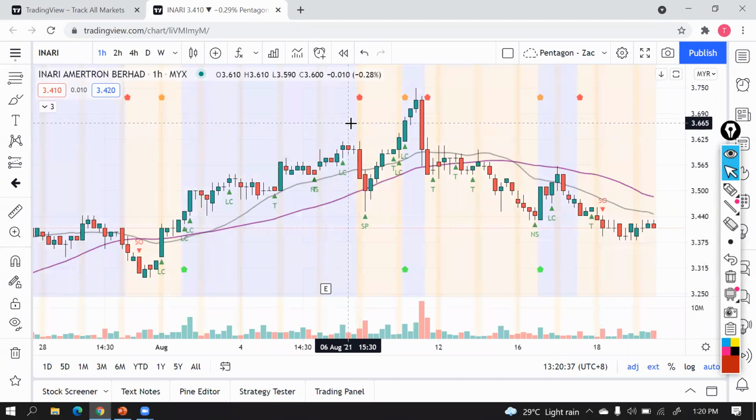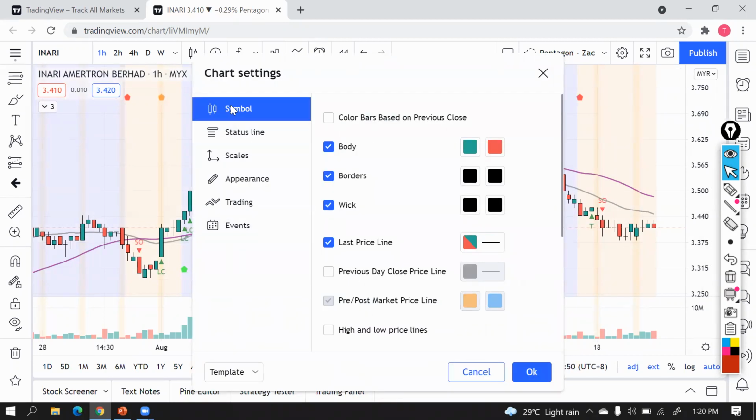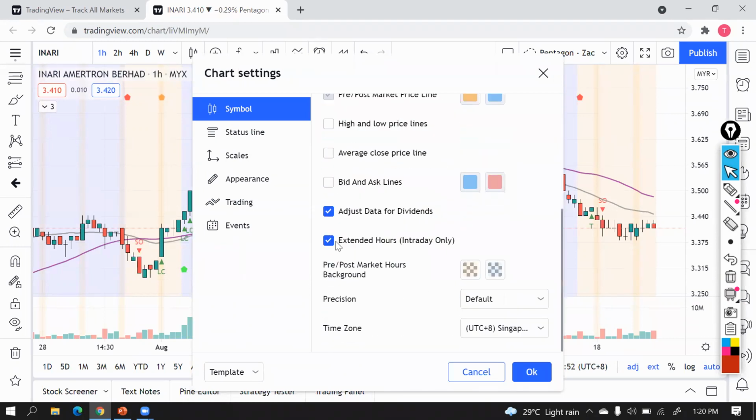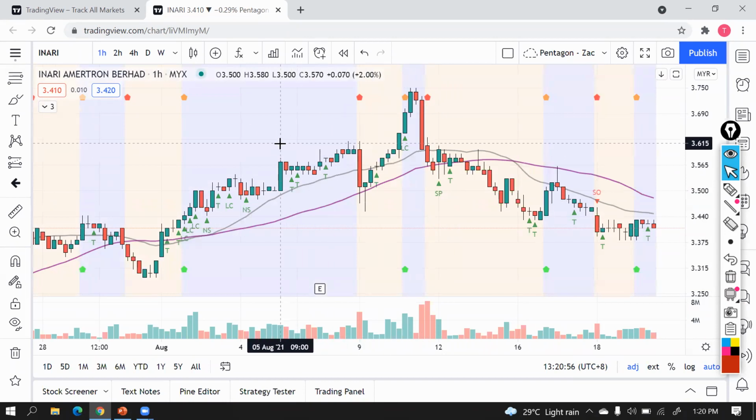What it means by intraday chart is any chart below the daily time frame. It can be 4 hours, 2 hours, 1 hour, or 1 minute. So here, right click again, go to settings, under symbol, scroll down, remove the extended hours, so your chart will be cleaner. And if you point your mouse over here, you'll notice this hour already turns to 9 a.m. instead of 8:30.